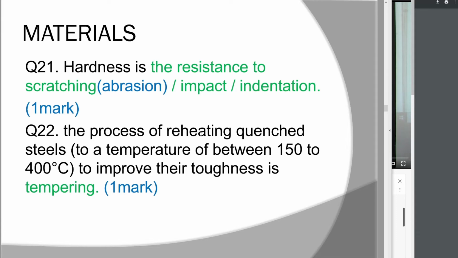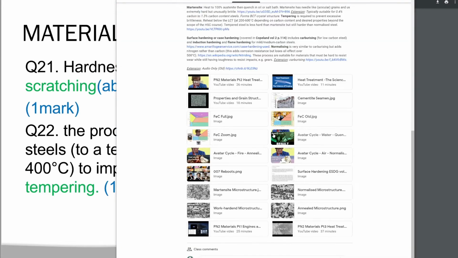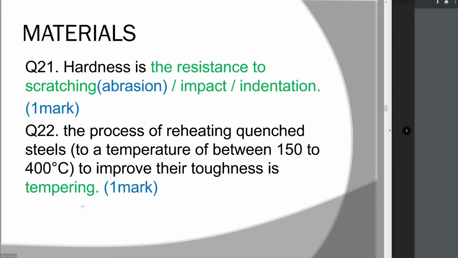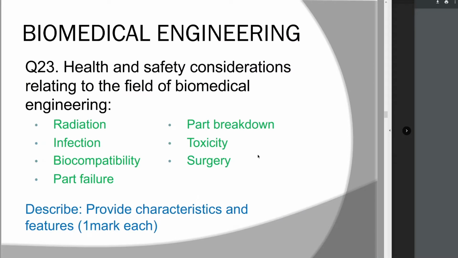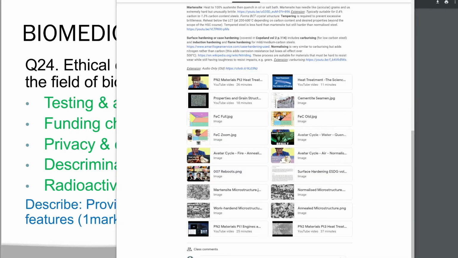Okay, the process of reheating quenched steels is called tempering. Again, we have our work hardening notes. So we've already talked about tempering a fair bit. That was tempering. Okay, and then biomedical engineering. This is stuff I've done fairly recently. So where have we talked about that?